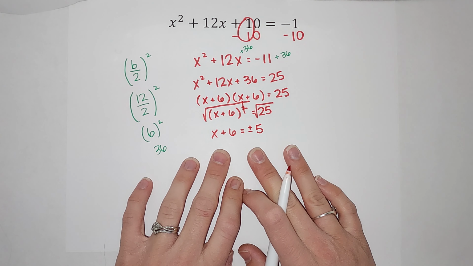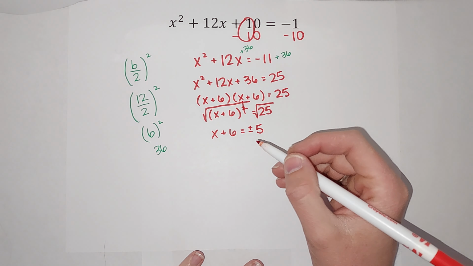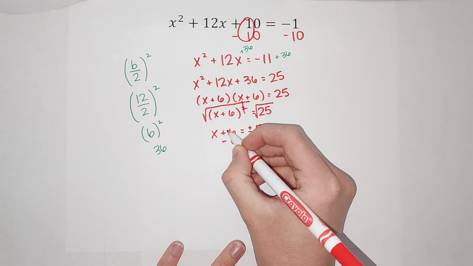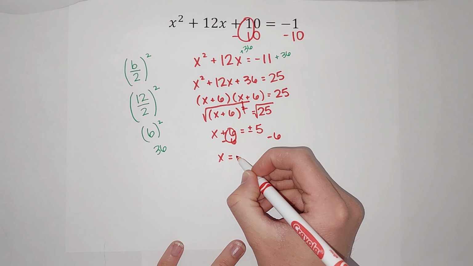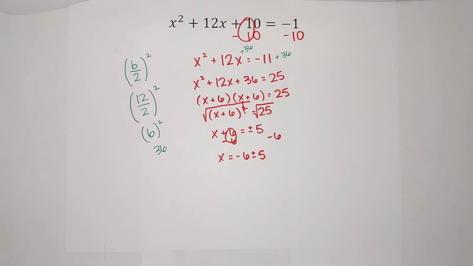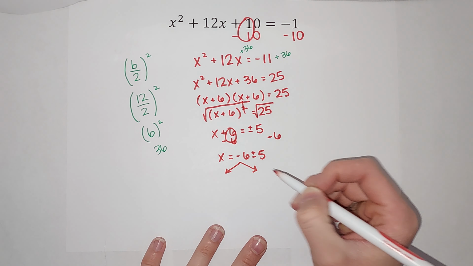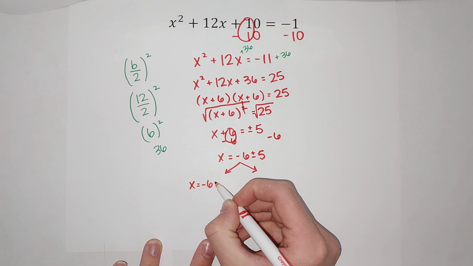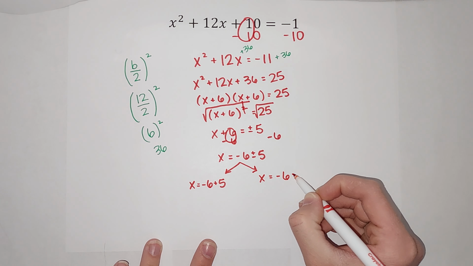All right, so I have x plus 6 equals plus or minus 5. So what do I do from here? I'm going to subtract 6 from both sides, because I want to get x alone. So then I end up with x equals -6 plus or minus 5. But that's not a very pretty answer. I don't necessarily want to leave it like that. So I'm going to split it off into 2. I'm going to do the plus on this side: x equals -6 plus 5. And on this side, we're going to do the negative: x equals -6 minus 5.